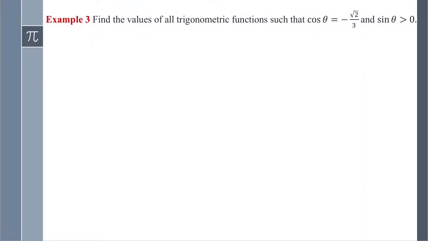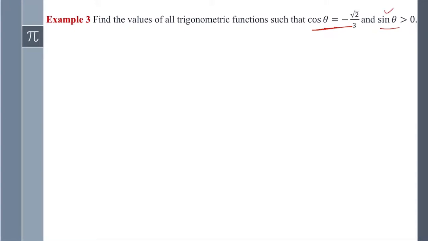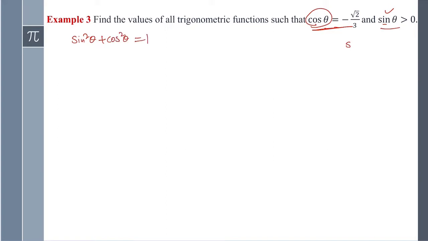Here we are going to use the Pythagorean identities to find all 6 trigonometric functions, given cosine theta, and we have said that sine theta is positive. So first we'll find sine theta. Given cosine theta, we can find sine theta using the Pythagorean identity: sine squared theta plus cosine squared theta equals 1. So this is the relation that we have.